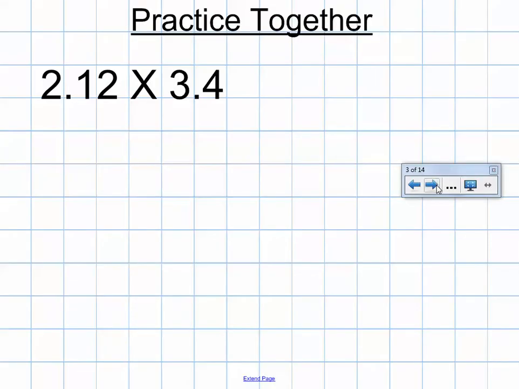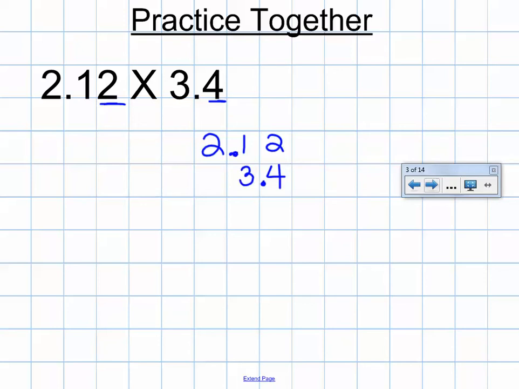We're going to do 2.12, which is 2 and 12 hundredths, times 3.4, which is 3 and 4/10. So we're going to line up the end numbers. What do I mean by end numbers? That means I'm going to line up this 4 and this 2. I'm going to line them up next to each other. So what I'm going to do is write down 2.12. I'm not going to line up my decimal points, but I'm going to put the 4 directly below the 2, and I'm going to put my 3.4 right here.